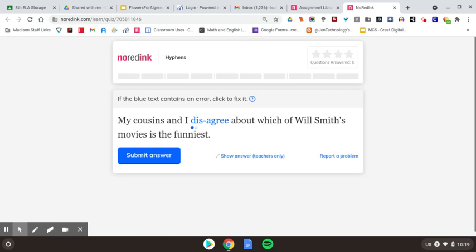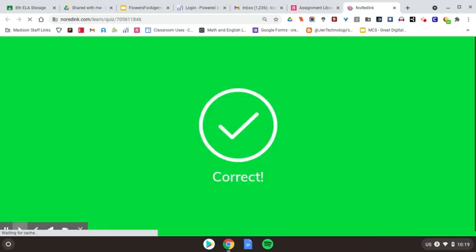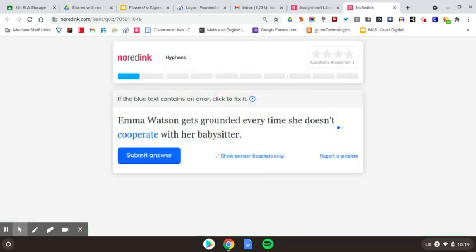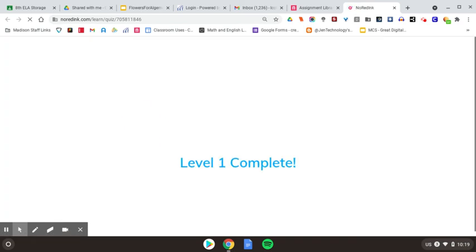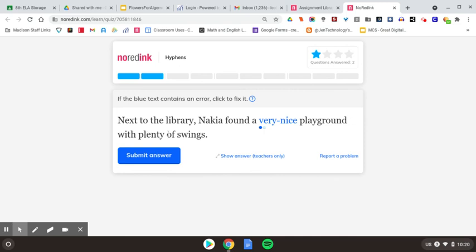All right, here we go. Last circle. My cousins and I disagree. Well, hopefully you recognize that just looks dumb. And we write the word disagree as one word. So that was an easy one. Emma Watson, love her, gets grounded every time she doesn't cooperate with her babysitter. That's right. We wouldn't want to hyphenate cooperate. Plus we wrote down co. You don't hyphenate that. Next to the library, Nakia found a very nice playground. Very, I wrote that down, so we're not hyphenating.